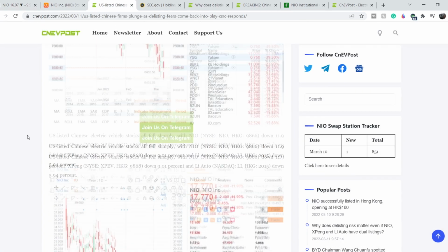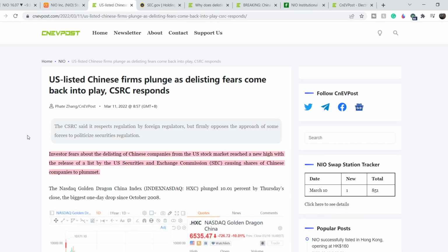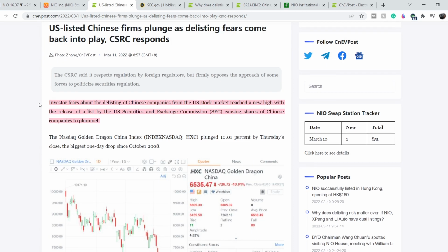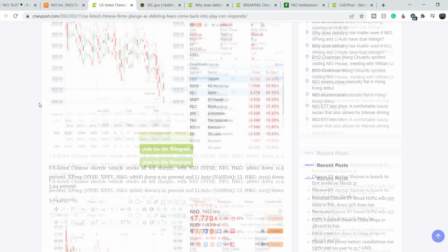And let me show you this first of all. On cnvpost.com on March 11th we have this article: US listed Chinese firms plunge as delisting fears come back into play, CSRC response. And let me quote you this: investor fears about the delisting of Chinese companies from the US stock market reached a new high with the release of a list by the US Securities and Exchange Commission, causing shares of Chinese companies to plummet.